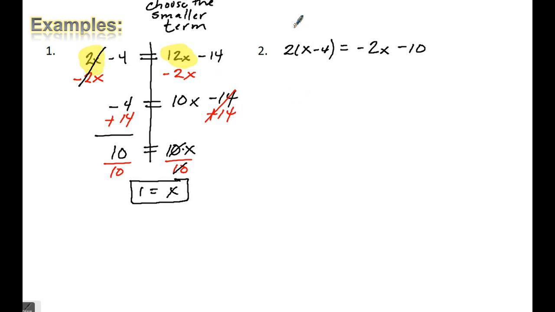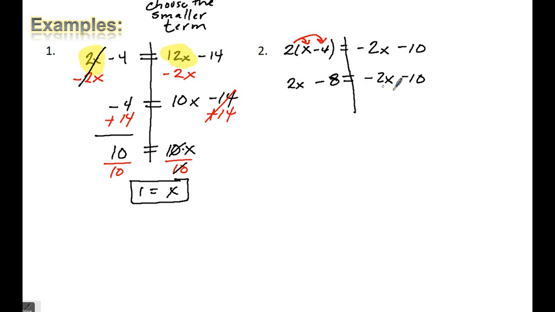Let's look at example 2. You've got 2 times the quantity x minus 4 equals negative 2x minus 10. Here we do have distribution, so that is one of our first steps when solving equations with variables on both sides. We multiply 2 times x and 2 times negative 4. On this side of the equation, 2 times x is 2x, and 2 times negative 4 gives us negative 8, and that equals negative 2x minus 10.